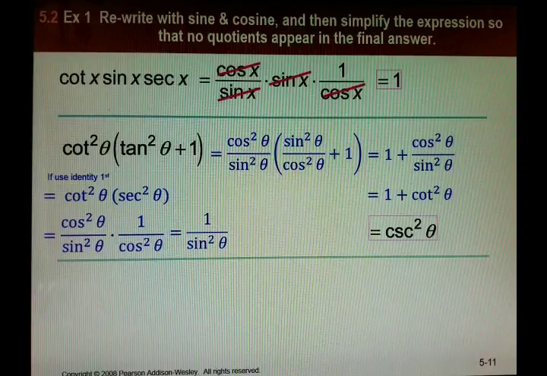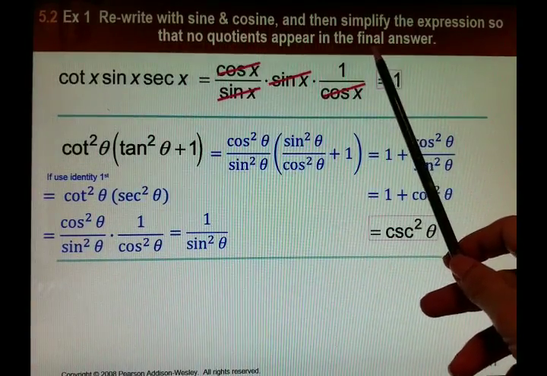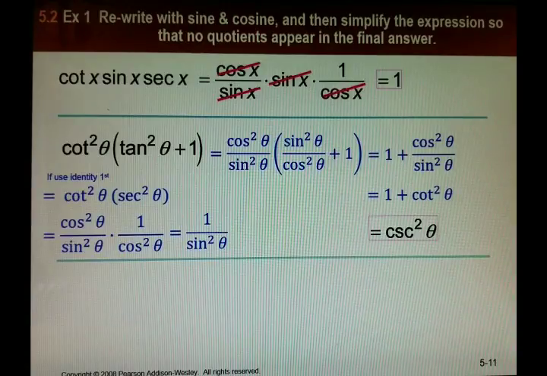If I ever notice the Pythagorean identities, I go ahead and simplify those first with the identity. Then I proceed back to the directions. I rewrite it with sines and cosines, simplify, and then no quotients may appear in the answer.